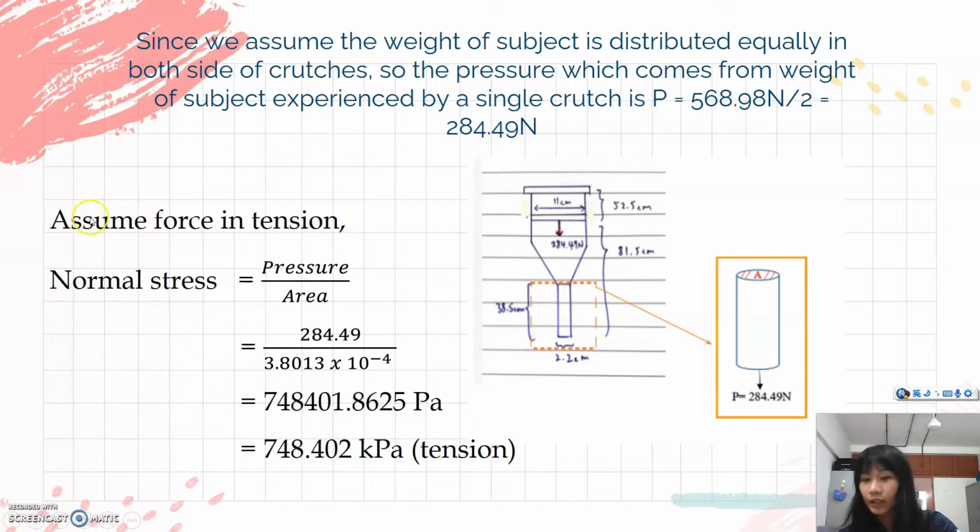Assuming that the force is in tension, when we calculate the normal stress, where the formula is force divided by area, we get 74748.402 kilopascal, which is in tension.